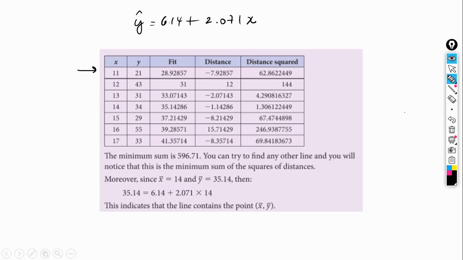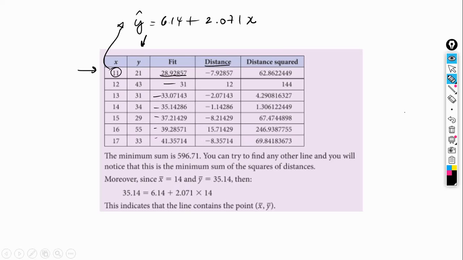Here are the x values and here are the y values, the actual data. Now the fit, where does this number come from? It comes from plugging in 11 into the line of regression. So the fit represents all the values we would get when we plug in the x value. So notice that here we have 31 and so forth, right? Okay, then the distance is going to be the difference between them.